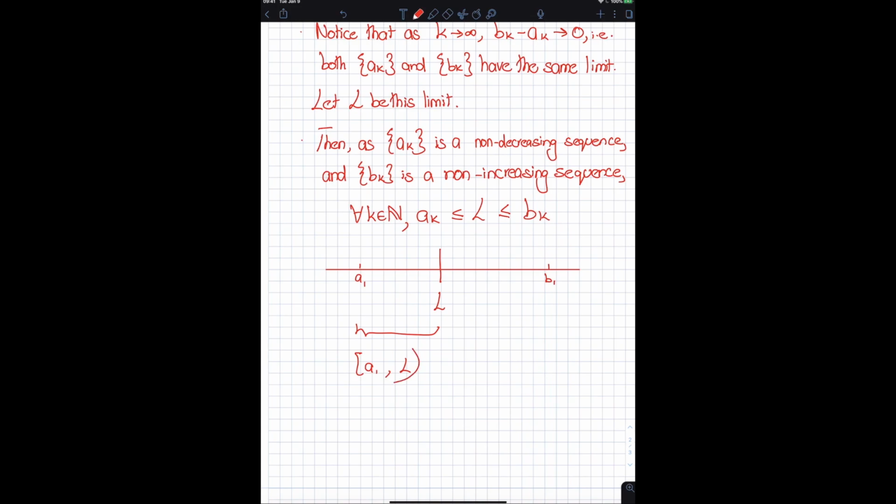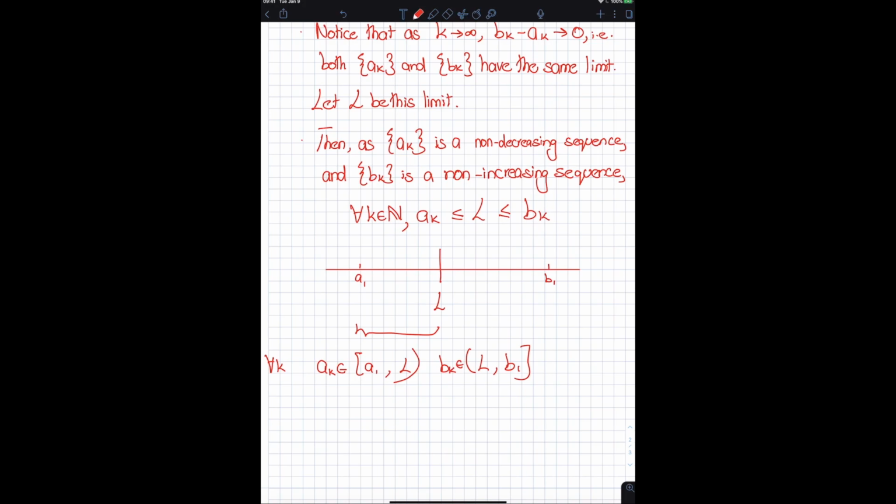And similarly, every single value of the sequence B_k must lie in the interval L comma B_1. In other words, the one thing that we know for sure, so this is of course A_k and this is B_k, and this holds for all k in the set of natural numbers, is that any value of the sequence A_k will be less than or equal to L, and any value of the sequence B_k will be greater than or equal to L.